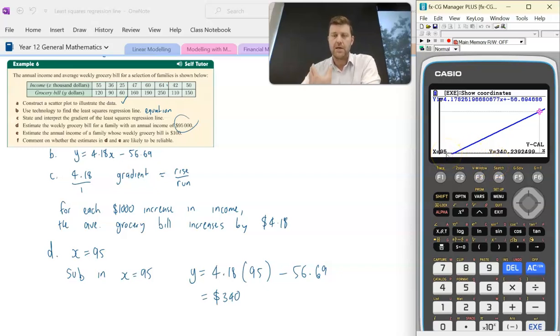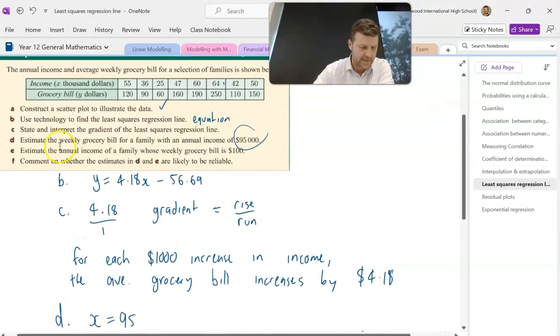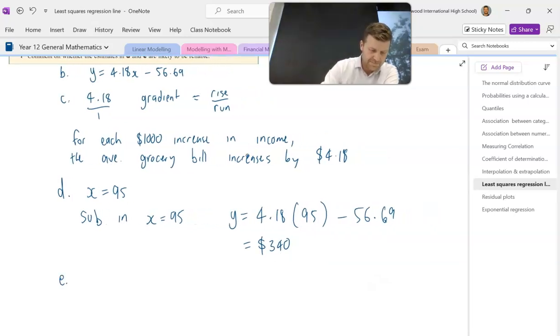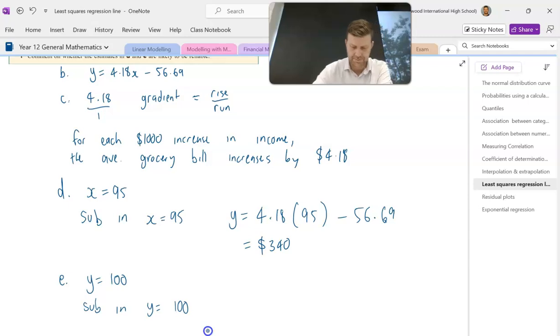Or if the average income is $95,000, then the average weekly grocery bill you would expect to be $340, potentially. We'll get to that in a minute when we get to F. Before we talk about how reliable that answer is, let's look at E. So it says, estimate the annual income for a family whose weekly grocery bill is 100. So now for E, we're giving a Y value of 100, so we're going to sub in Y equals 100.